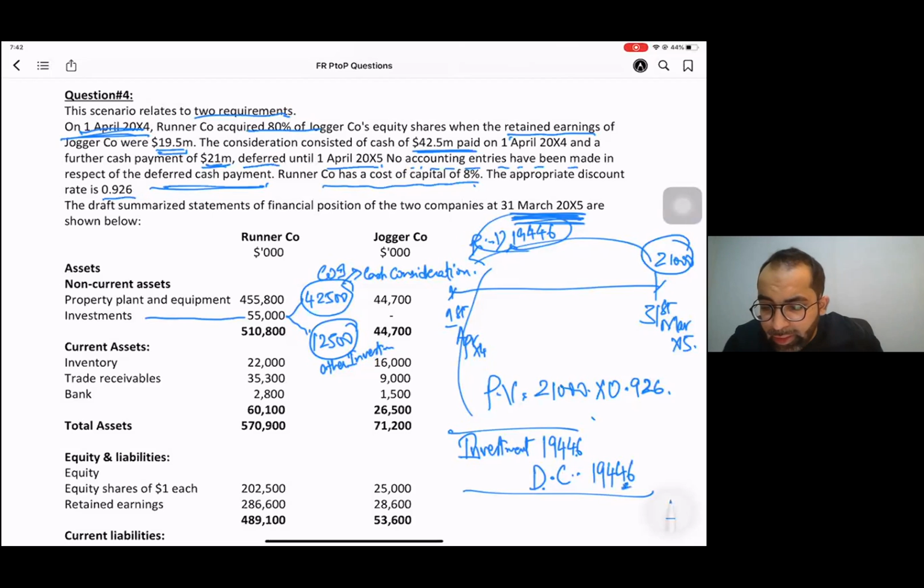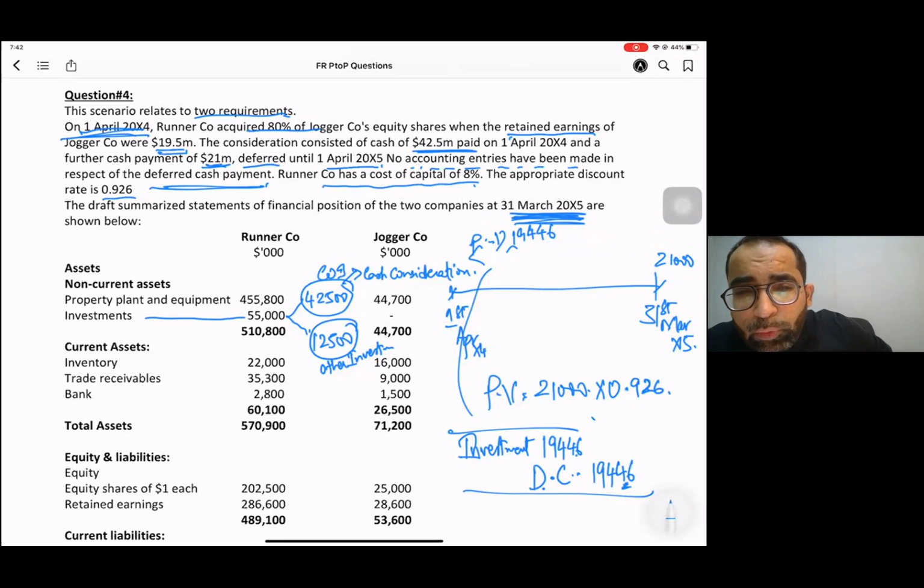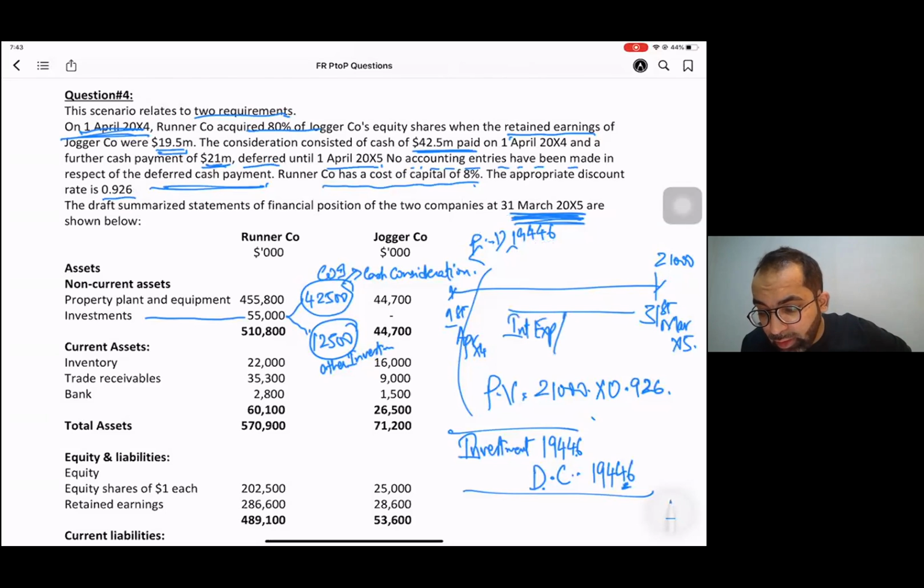Okay, now you tell me, as there is only a 1 year gap, open your eyes and brain, definitely the difference is unwinding of discount. The difference between 19446 and 21,000 is unwinding of discount, and the entry for unwinding of discount is interest expense debit, or as I told you, consolidated retained earnings debit. What is the amount of interest? 1554, and credit 1554.